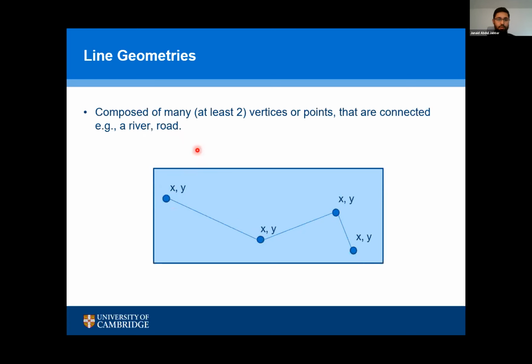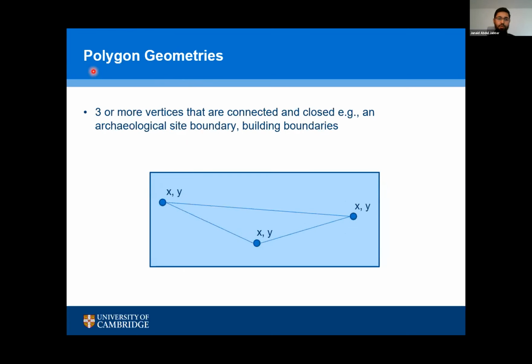So now let's look into the next type of geometry, that is the polygon geometries. Polygon geometries need at least 3 vertices that are connected with each other and are also closed, so that it gives us an indication of the extent of the area and the boundaries of the data that we are recording. So this is one vertex, this is the second vertex, and this is the third vertex, and these are connected with each other in a way that they form a closed shape.